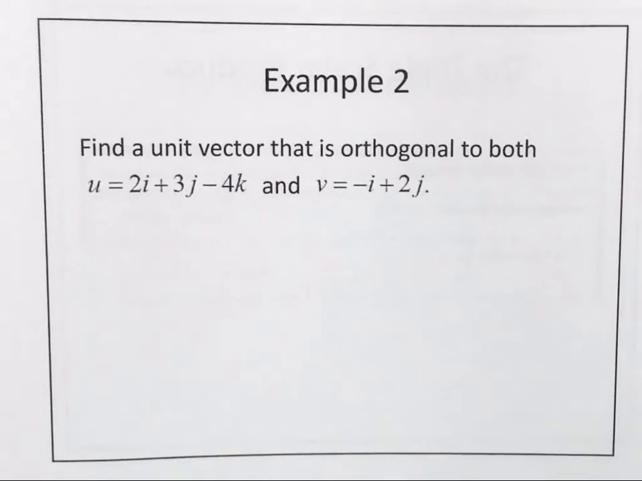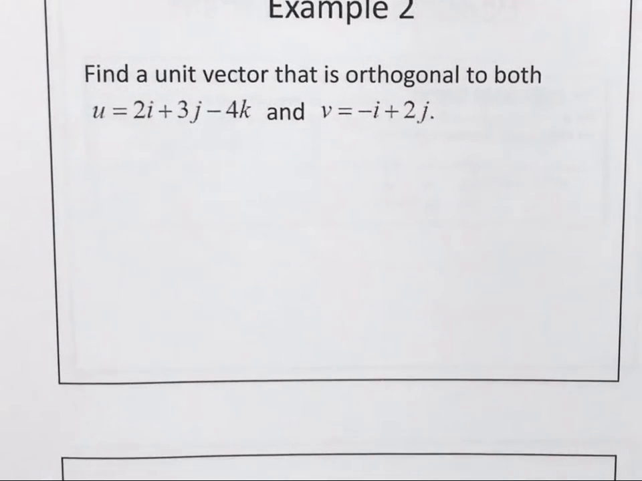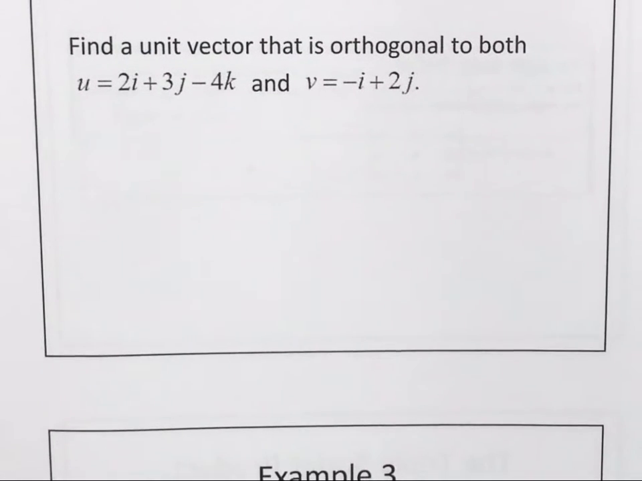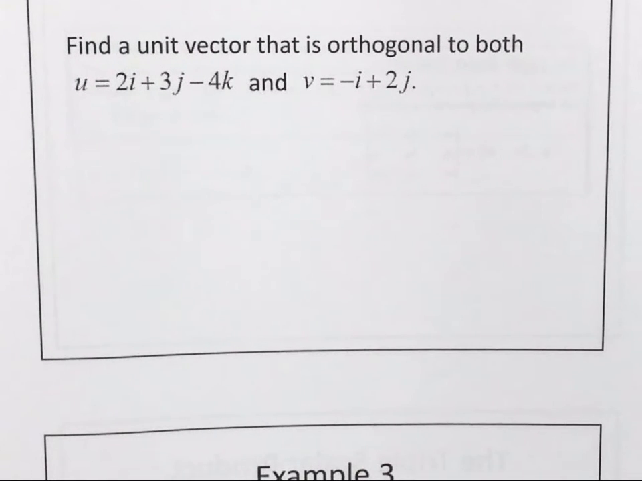Okay, so if I have these 2 vectors and I want to generate a unit vector that's orthogonal to both of them. So if I just want a vector that's orthogonal, what do I do?